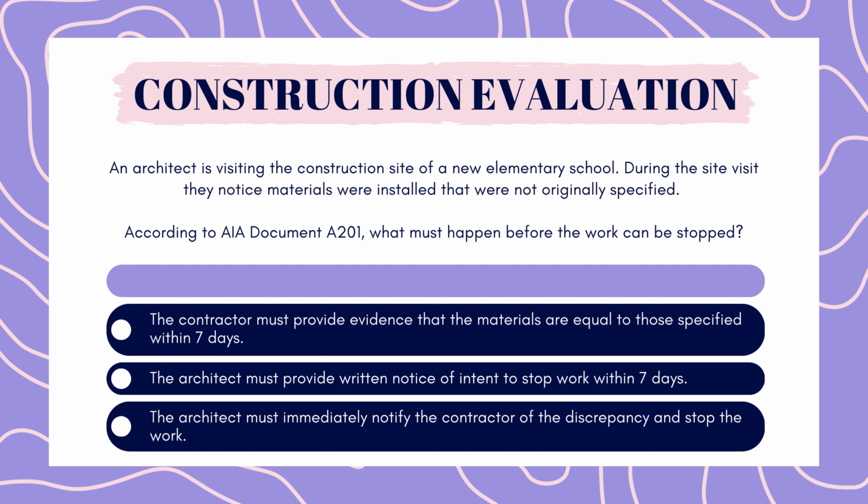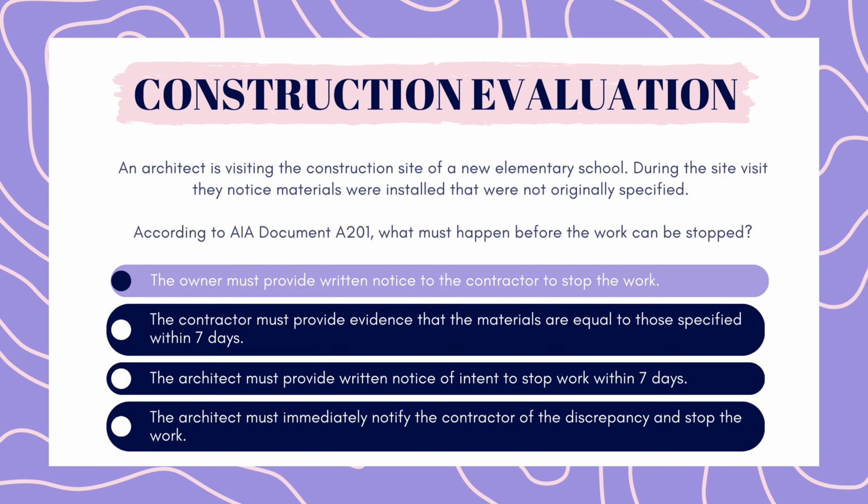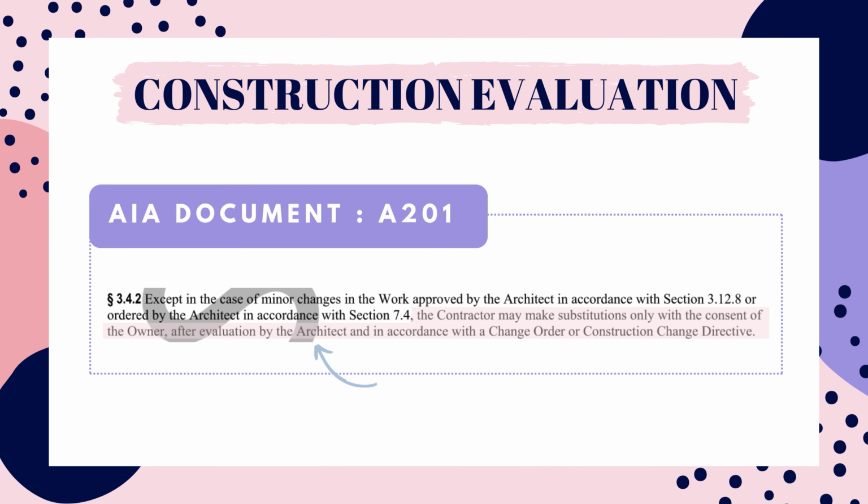The answer is the owner must provide written notice to the contractor to stop the work. We've got another contract question. This one is referencing A201, general conditions of the contract for construction. Let's first look at whether or not the contractor is able to make substitutions in the first place. Section 3.4.2 notes the contractor is able to make substitutions, but only with consent of the owner and evaluation of the architect with the use of a change order or construction change directive. So they can't just substitute materials without letting anyone know, like they did in our question.